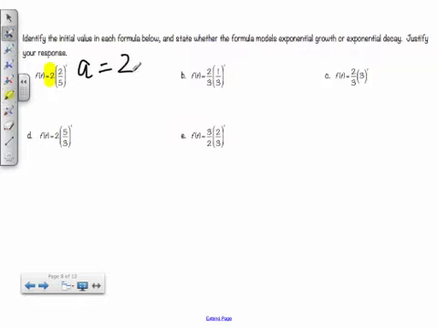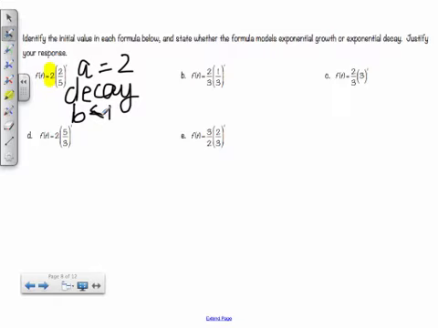So we're going to say that A is 2. And then I have to look at the B value. Now, is the B value greater than 1 or less than 1? If it's 2/5, it's less than 1, so that means that it's going to be exponential decay. And then our reasoning for it is that B is less than 1.